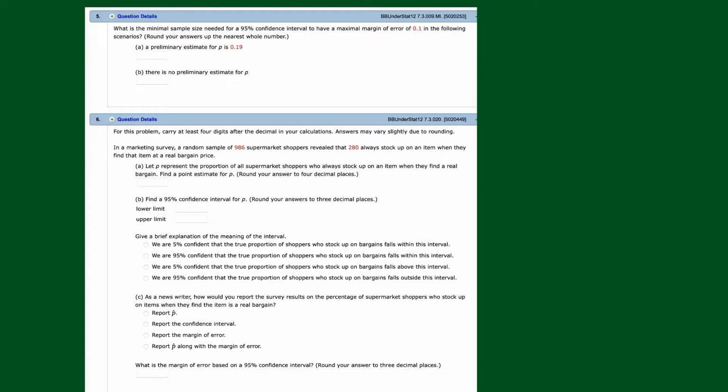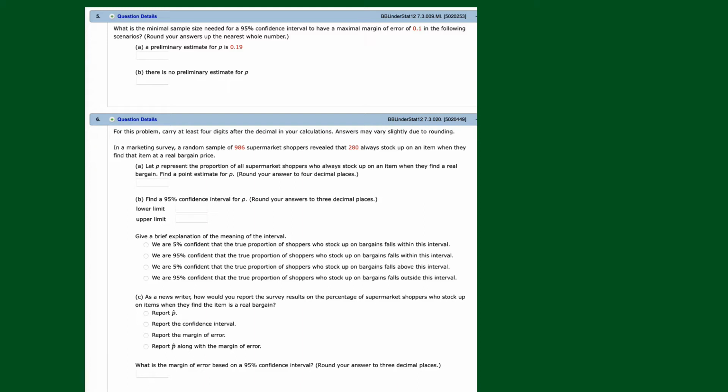7.3, problems 5 and 6. Here's 5. What is the minimal sample size needed to be 95% confident for a 95% confidence interval to have a maximal margin of error of 0.1 in the following scenarios? Okay, so A, we have a preliminary estimate for P to be 0.19, and B says there's no estimate for P.